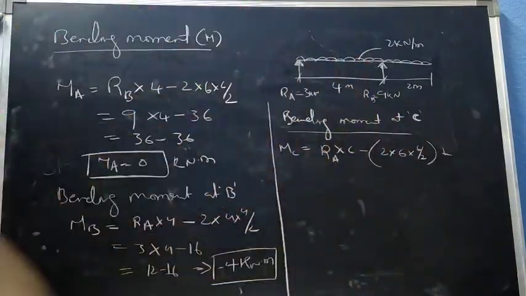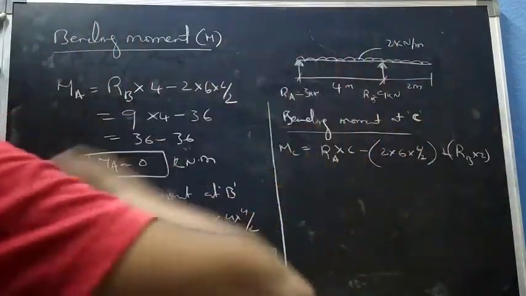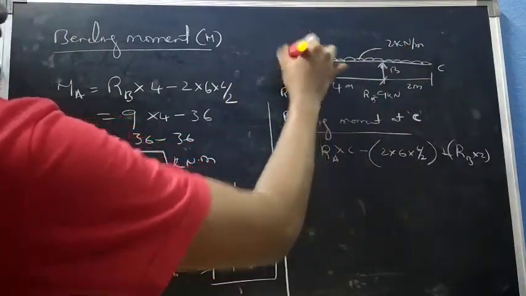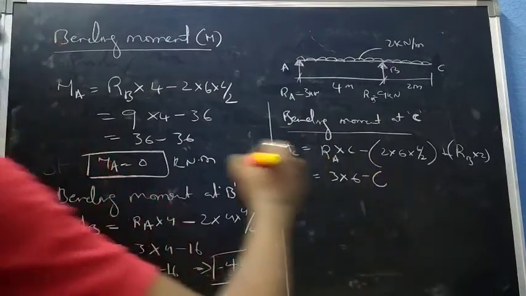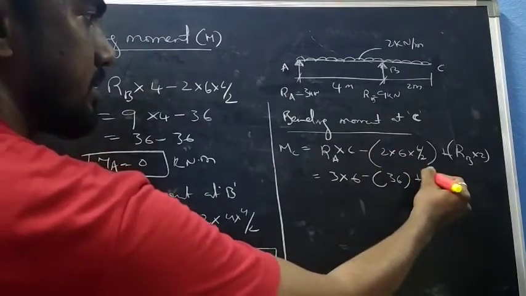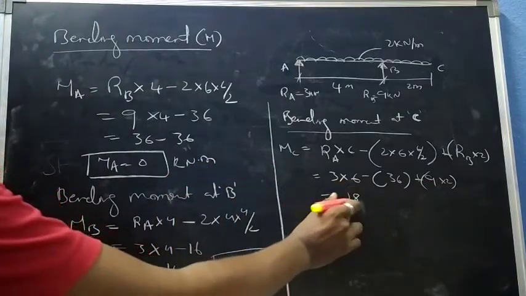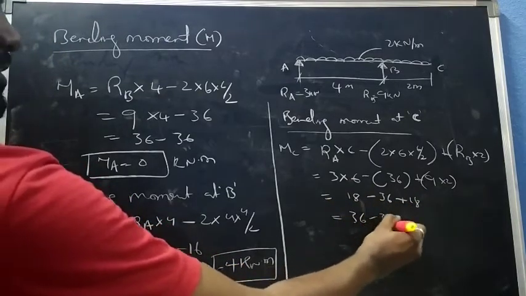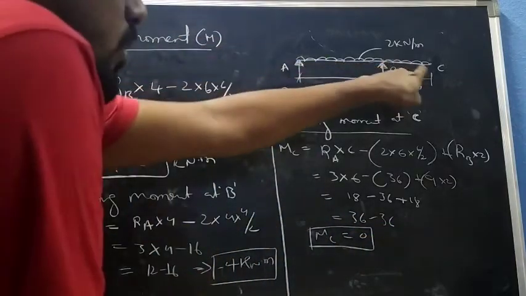Plus RB into 2, because 2 is the distance from B to C. So we know RA is 3 into 6 minus 36, plus 9 into 2. It will give 18 minus 36 plus 18, that will be 36 minus 36. It is 0. So the moment at C will be 0.